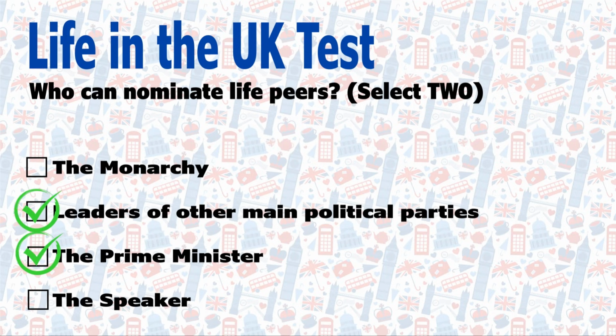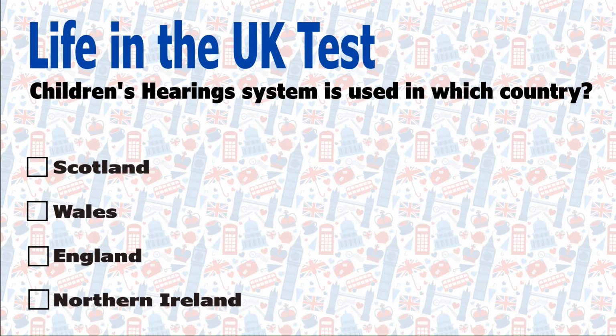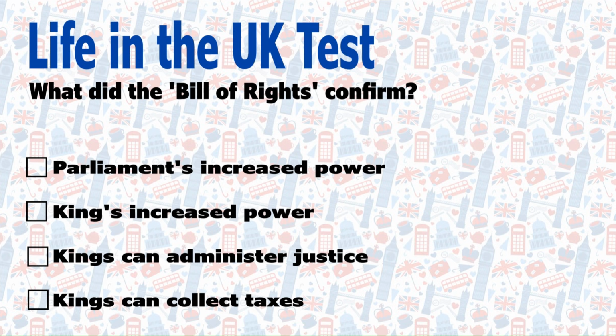for non-party peers. Children's hearing system is used in which country? Scotland, Wales, England, Northern Ireland. Scotland. In Scotland, a system called the Children's Hearing System is used to deal with children and young people who have committed an offence. Northern Ireland has a system of youth conferencing to consider how a child should be dealt with when they have committed an offence. What did the Bill of Rights confirm?